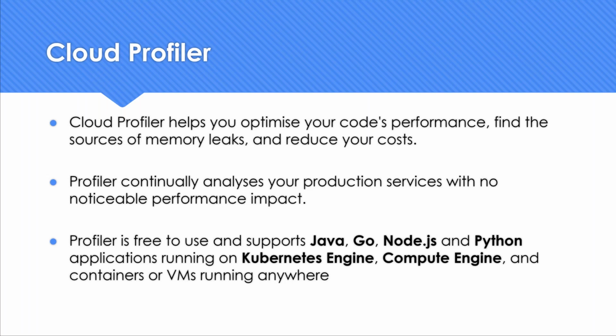This is again language specific: Java, Go, Python, and Node, and it can be used in GCP using Compute Engine or Kubernetes Engine, or in any VMs, folks. Even on-premise, you can use it. It's just a small agent. It is totally free. You can just install it, and it's going to show you the memory leak. There are lots of open source profilers also available, so you can use them. Basically, this is for finding out any memory leaks before you go into production.